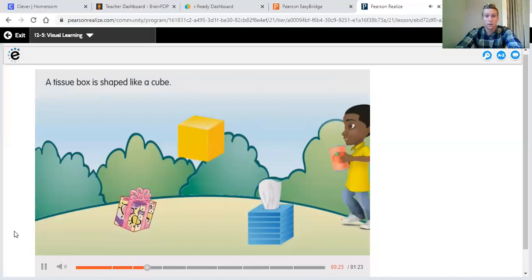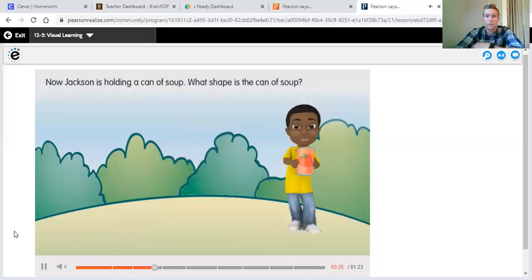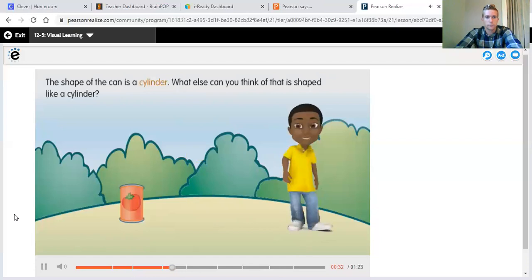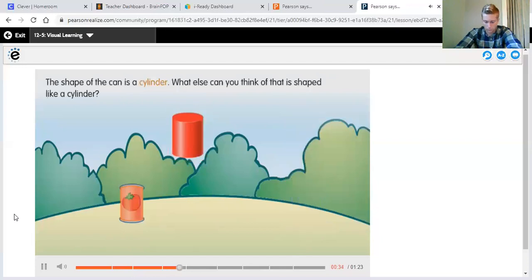Did you say that? Now Jackson is holding a can of soup. What shape is the can of soup? So again, don't get tricked up. What shape is it? It's a 3D shape. It's a solid shape. What shape is this can of soup? The shape of the can is a cylinder. What else can you think of that is shaped like a cylinder?